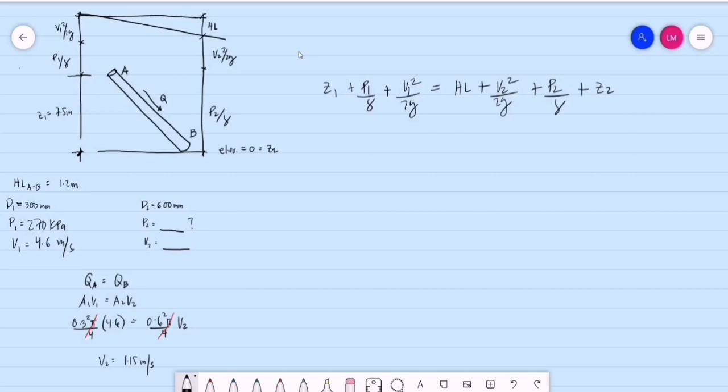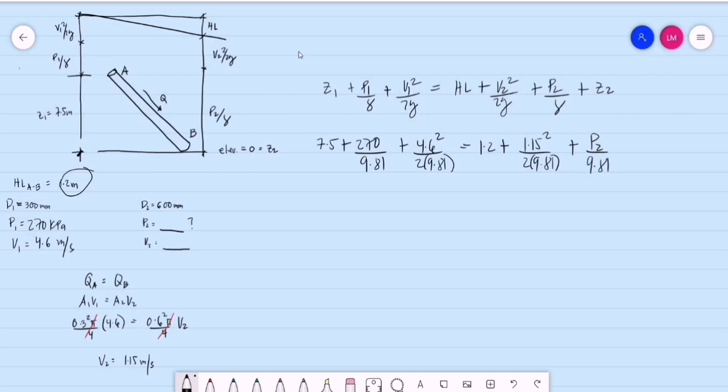So what is the elevation of point 1 or point A? We have that as 7.5 meters. Pressure at 1 is given as 270 kilopascals, divided by 9.81, plus V1, given as 4.6 squared divided by twice 9.81. This is equal to, the given head loss is 1.2 meters from A to B, plus the computed V sub 2, 1.15 squared divided by twice 9.81, plus the unknown or required pressure at 2 divided by gamma water, 9.81, then plus elevation at point 2, which is assumed to be the reference line, or elevation 0.